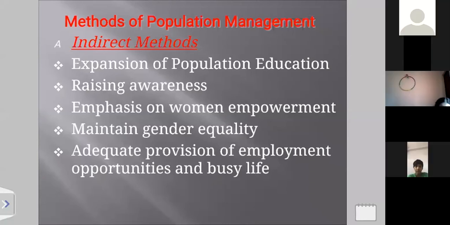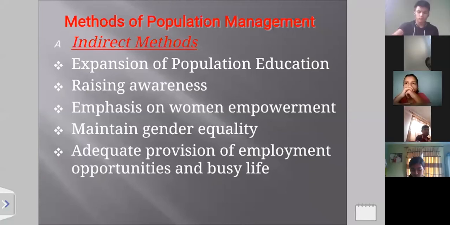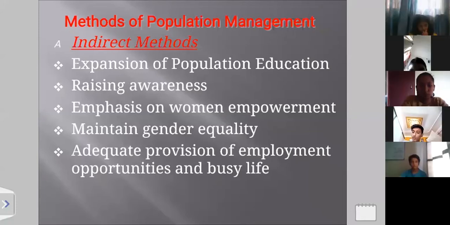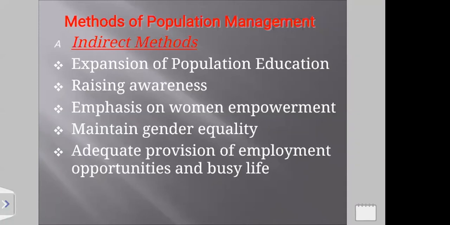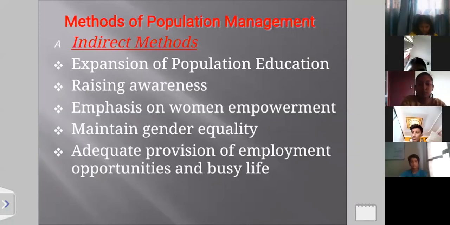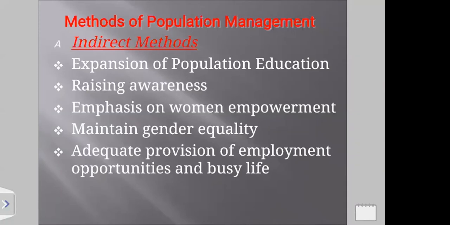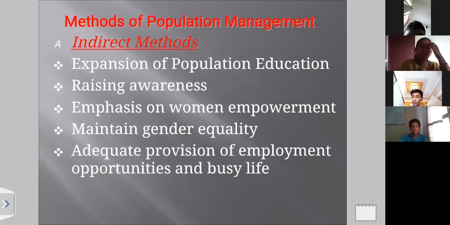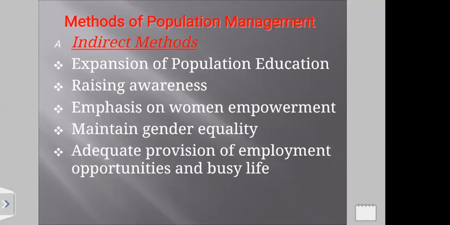What is your view? Please tell me something about raising awareness as one of the indirect methods of population management. Sir, when we raise awareness, people can get knowledge about population management and their effects, and then they try to manage their population. Simply, awareness helps people to get knowledge about population management and the effects of rapid population growth, and the people try to manage population. Okay.